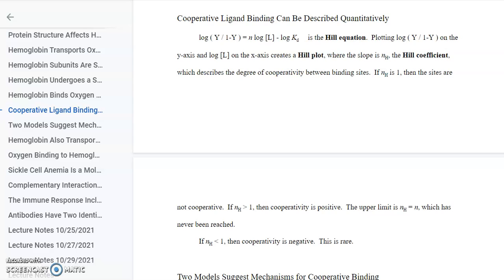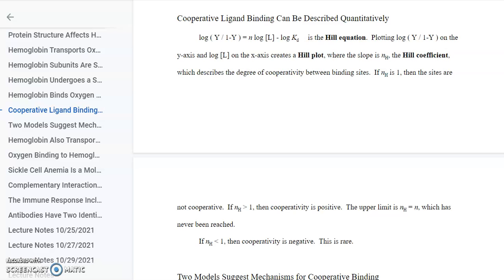Cooperative ligand binding can be described quantitatively. The log of y over 1 minus y equals n times the log of the concentration of L minus the log of Kd. And this is the Hill equation. Plotting the log of y over 1 minus y on the y-axis and log of concentration of L on the x-axis creates a Hill plot, where the slope is n sub h, the Hill coefficient, which describes the degree of cooperativity between binding sites.